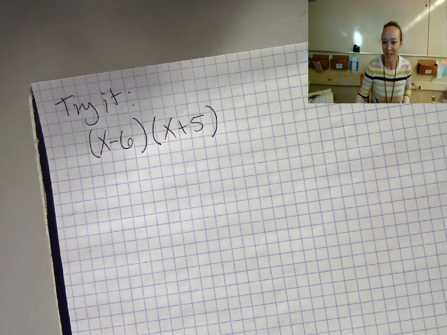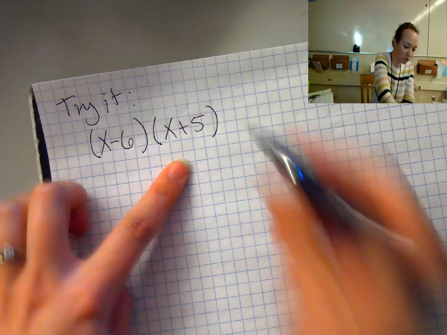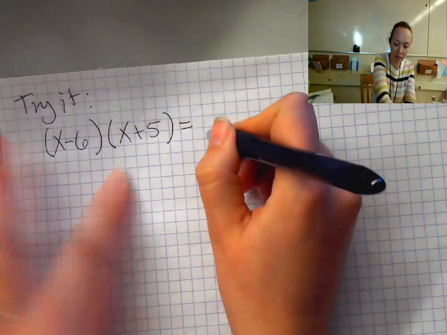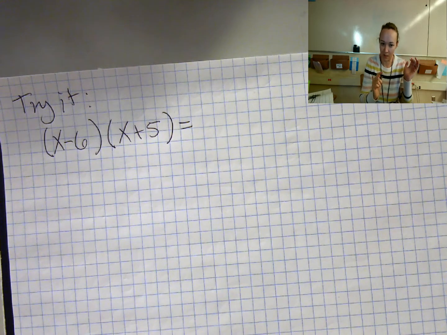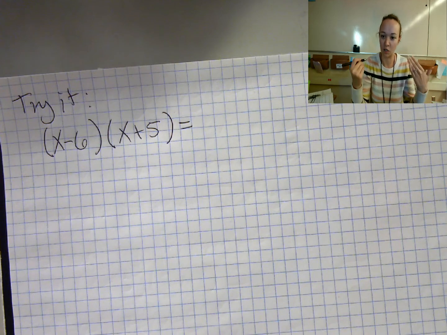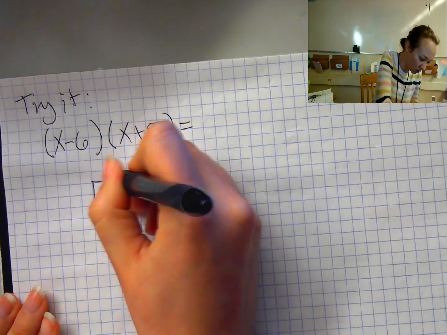All right, let's try it. So we've got x minus 6 times x plus 5. I'm going to multiply these, and I'm wanting to get like the inside, what quantity of tiles made up the inside. But I don't actually want to use tiles. I want to use a generic rectangle instead. So I'm going to draw my generic rectangle. You're going to do this too.